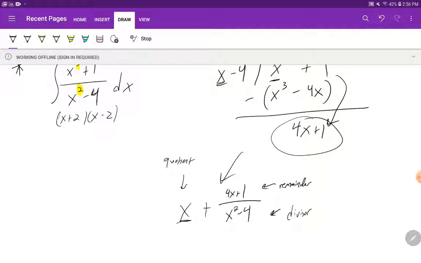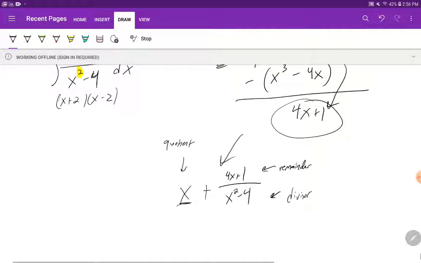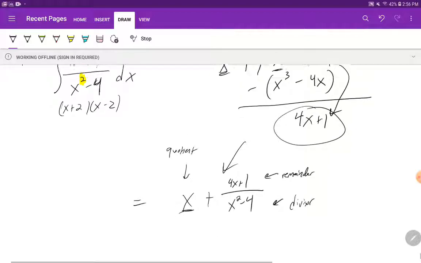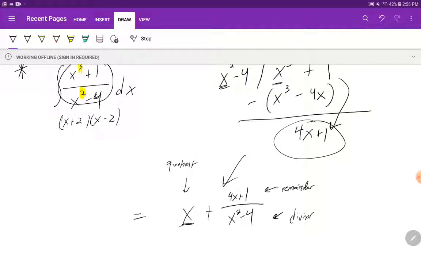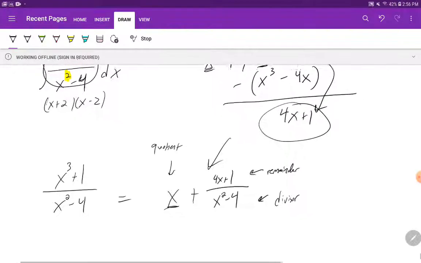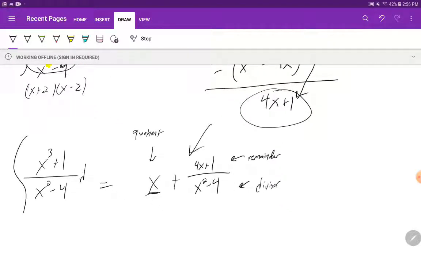So it goes in an x amount of times plus the remainder 4x plus 1 over the divisor x squared minus 4. And this is the result of our original integrand, right? This came from x cubed plus 1 over x squared minus 4. And if we look at this, we just tack on the integral signs now. What are we left with?